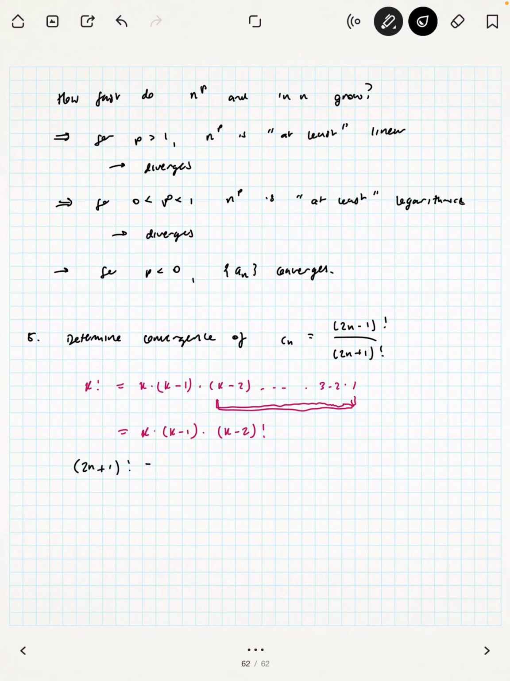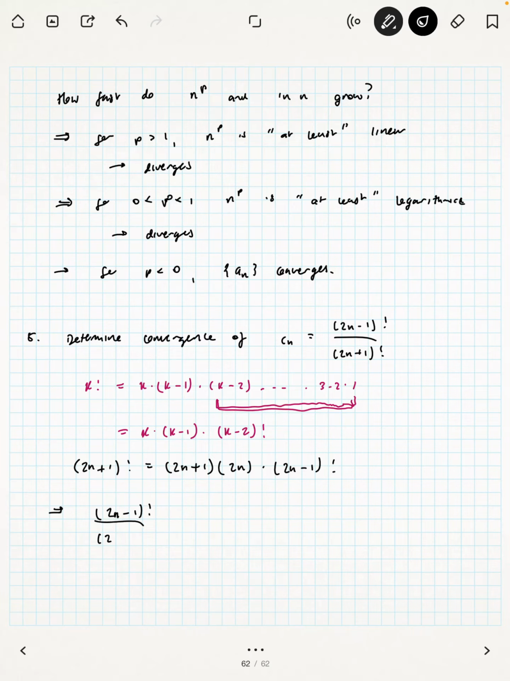(2n plus 1) factorial. Or it can be written as (2n plus 1) times 2n times (2n minus 1) factorial. Okay? This is the exact same thing that I've written except for the specific case where we're looking at 2n plus 1.